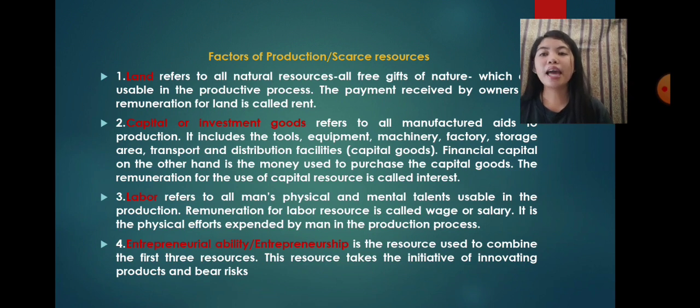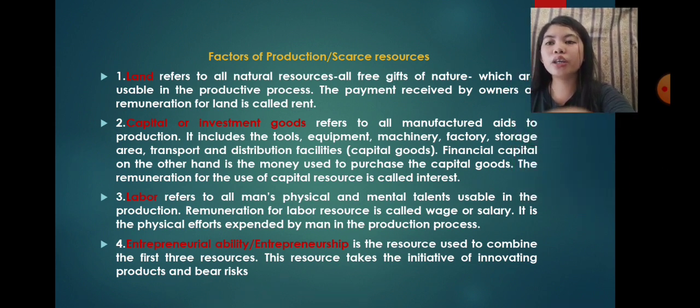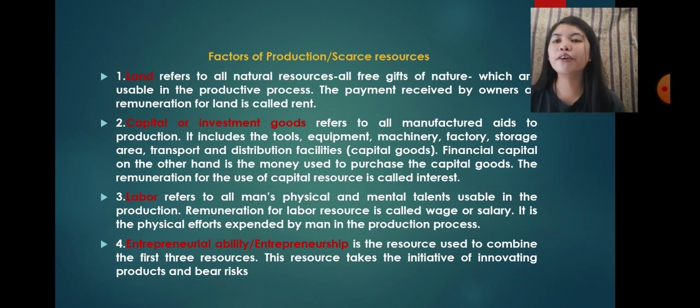So first, land. Land refers to all natural resources, all free gifts of nature which are usable in the productive process. The remuneration for land is called rent. So land refers to the natural resources, all free gifts of nature. We all know that land is a free gift of nature. It is already there, and it is also usable for us to produce different kinds of products in any process we want.